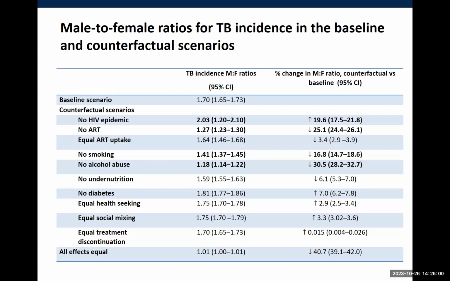And lastly, we did an analysis where we looked at the effects of removing these risk factors in the model and how they influence the male to female ratios. As expected from the results that we saw, HIV and ART led to major changes in the male to female ratio, and smoking and alcohol explain a majority of the increase in TB incidence and mortality in men. The others had slightly lower effects.